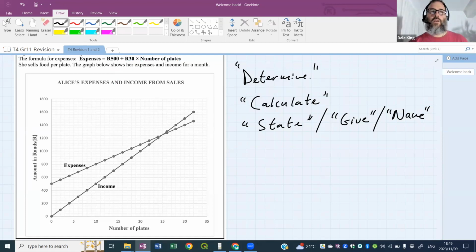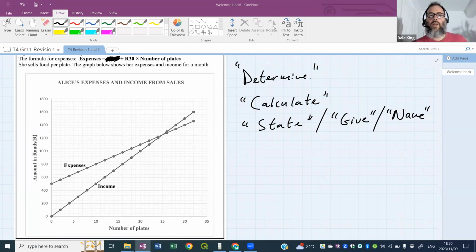Another way you could work it out, if they didn't give you that 500 Rand, in fact, if they blanked it out, and asked you, what is or how much is the fixed expense in this business? What other way could we find it? If they didn't give it to you in the text, like we discussed, how else could we determine the fixed expense? Who would like to help me with that?